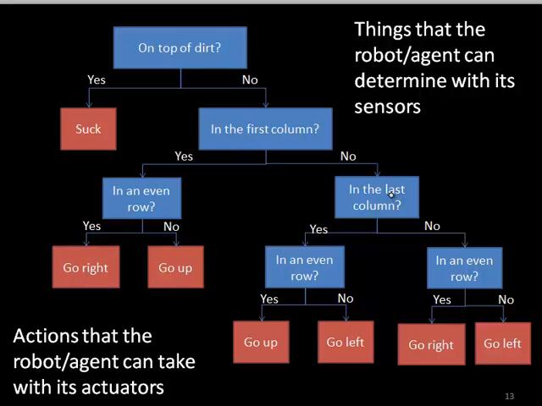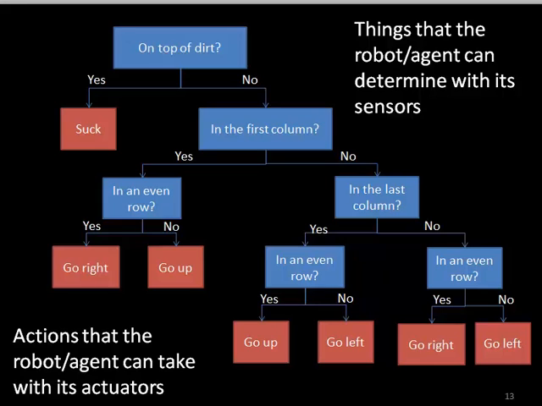If it's not in the first column, but it is in the last column and an even row, it will go up, otherwise go left. If it's neither in the first column nor the last column, it will then check if it's an even row, and if it is, go right, and if not, go left. This simple decision tree will cause the vacuum to visit every square in vacuum world and suck up the dirt whenever it's on top of a piece of dirt.